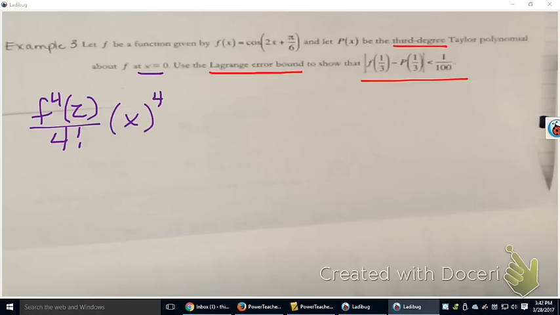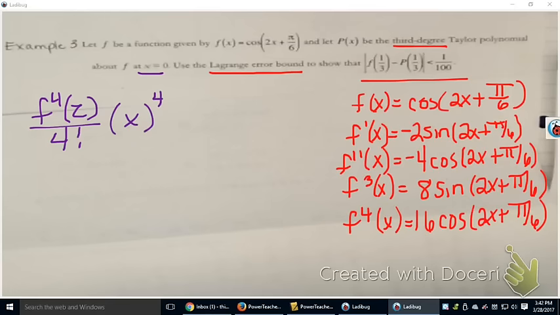But I do need to find the fourth derivative. So I'm going to go ahead and show you how to get the derivative, just because I think it's important for you to see the derivative. I'm going to write them down, and then you can check them. Okay, there's all the derivatives. You have to remember that the derivative of cosine is negative sine. You also have to remember when you do the derivative to multiply by the derivative of the inside, which is 2. So here's the fourth derivative, and I needed the fourth derivative because that's on top.